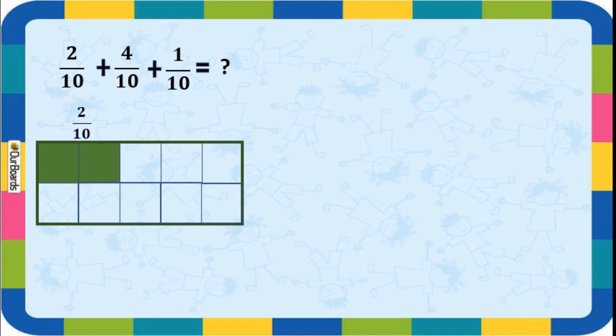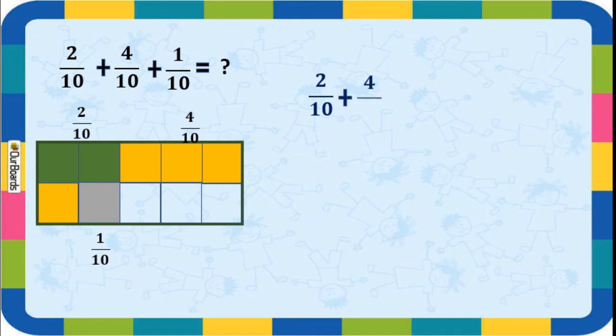Now we will color 4 parts. Okay, 1, 2, 3, 4. That is 4 upon 10. Now we will color one more part. That is 1 upon 10. Isn't it? Now we will go for addition.